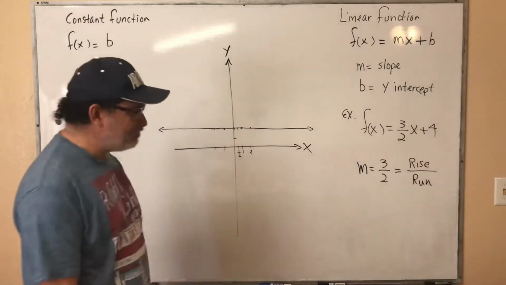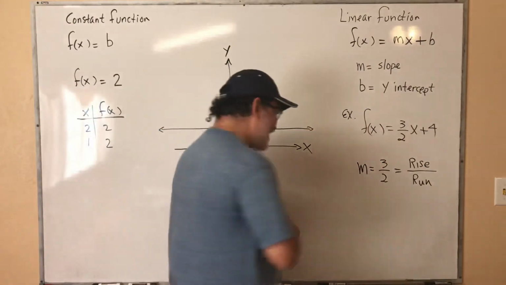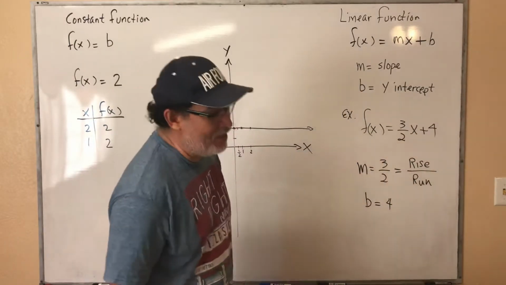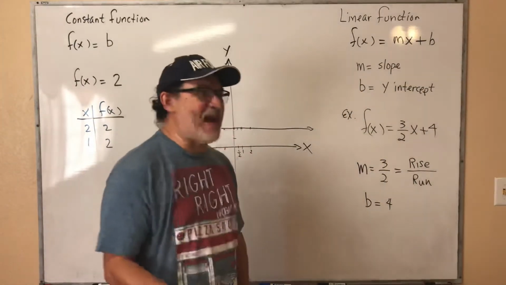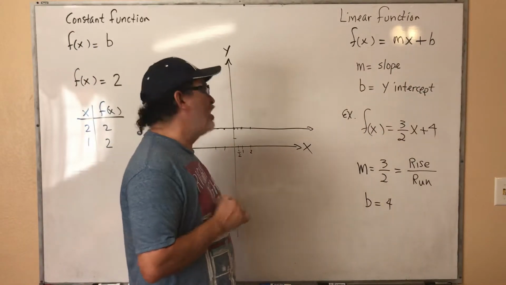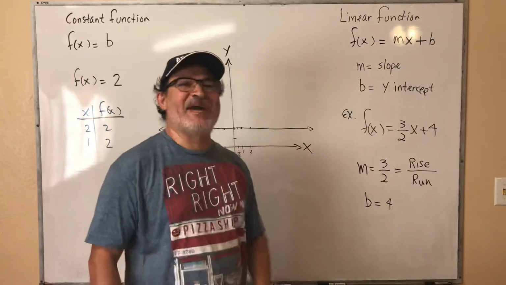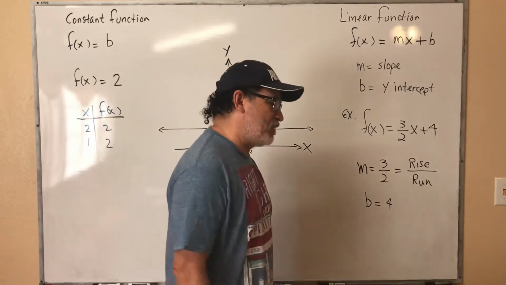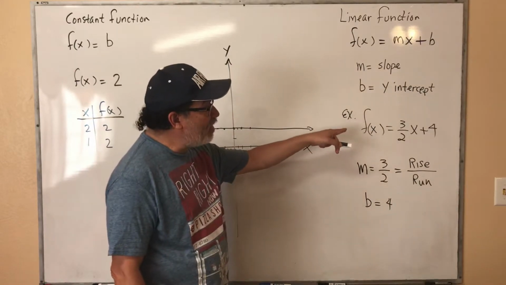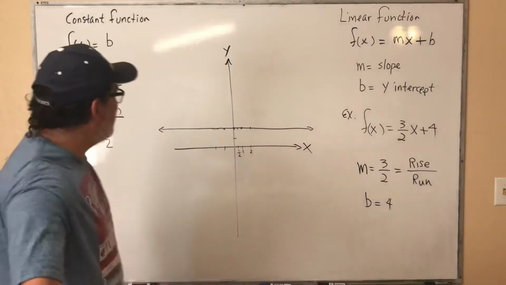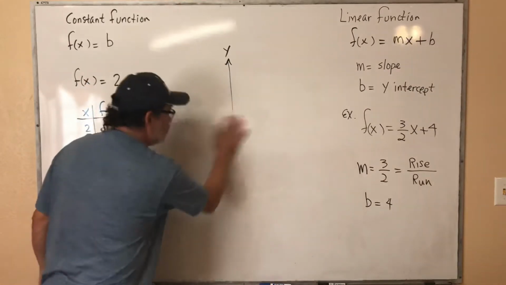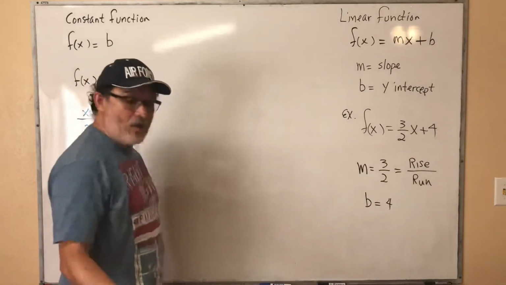Okay? And look at b. b equals 4. b really is the y value of the point where the line crosses the y-axis. That's what we call the y-intercept. Okay. Let me graph this one, good class. All right, let me graph this one. So here we go. I'm graphing this one right now.